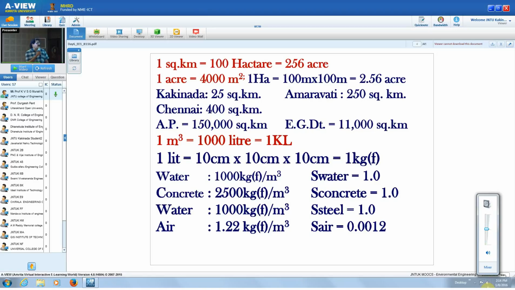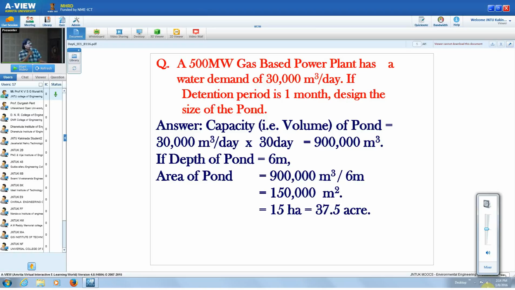Next, please. This is a small, simple question. Many industries, water is the main criteria. We already have seen that Andhra Pradesh population is 5 crores. There are 13 districts. So on an average, each district has a population of about 40 lakhs. 40 lakhs into 13 becomes 5 crores. So on an average, each district should have 40 lakhs.